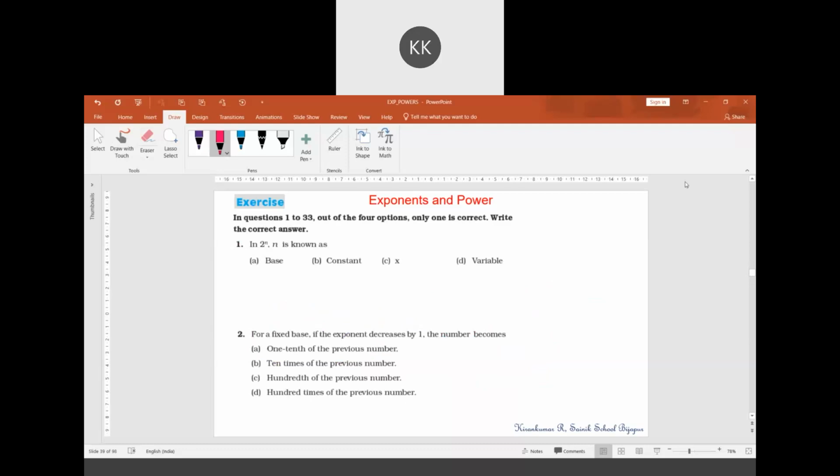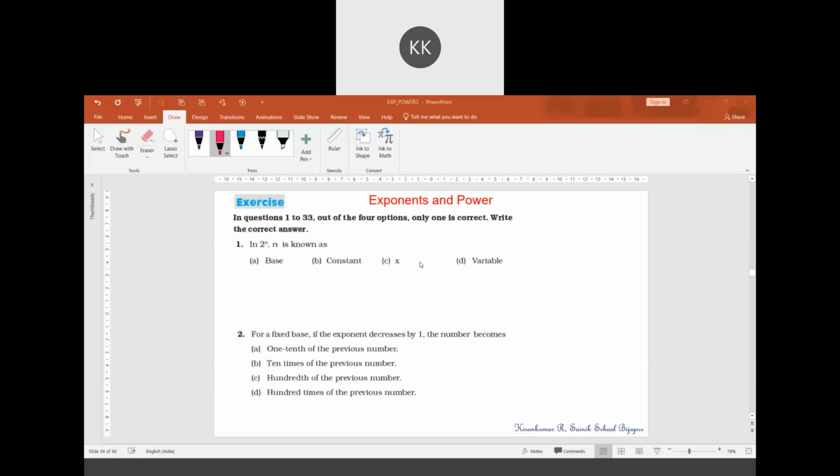Here are few questions related to exponents and powers from NCERT exemplar. If you want, I can go with this, or else I can take the next chapter. What do you want? Let's solve the example, sir. We can go with this for a few questions, sir. Only this MCQ? Yes, sir. Okay, let's look at the first one here.